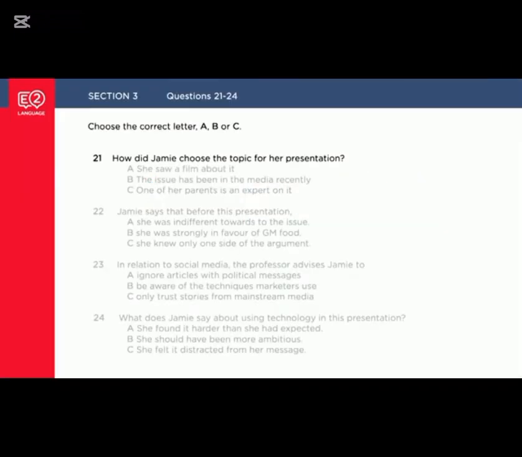We're just doing 4 questions today. I'm going to read through the first one with you and give you some time to look at 22, 23, and 24 before we hear the recording.